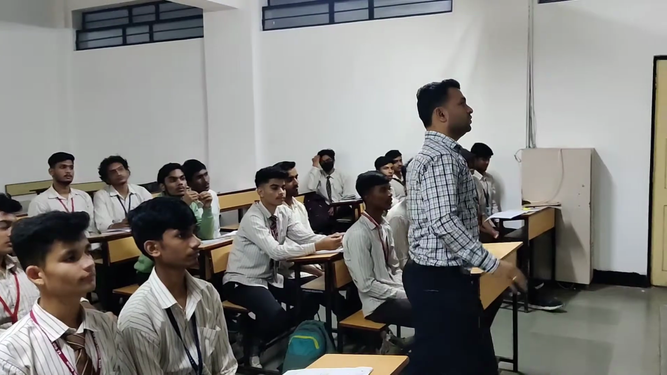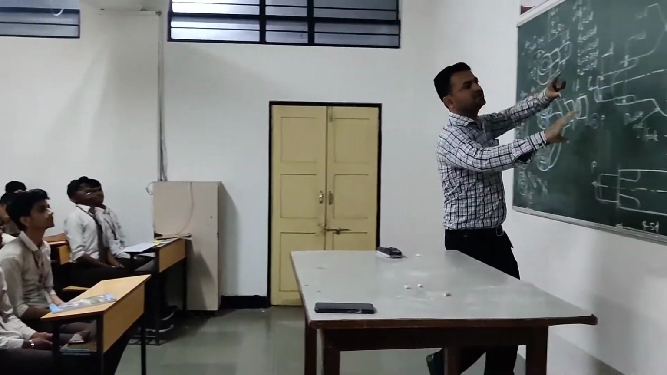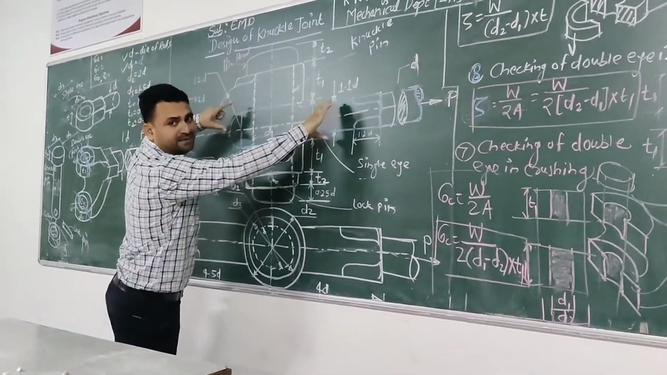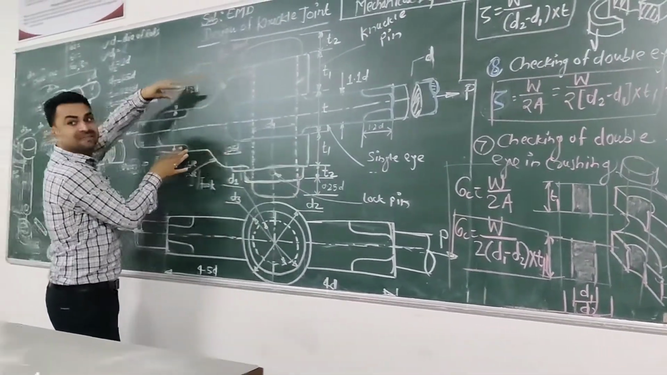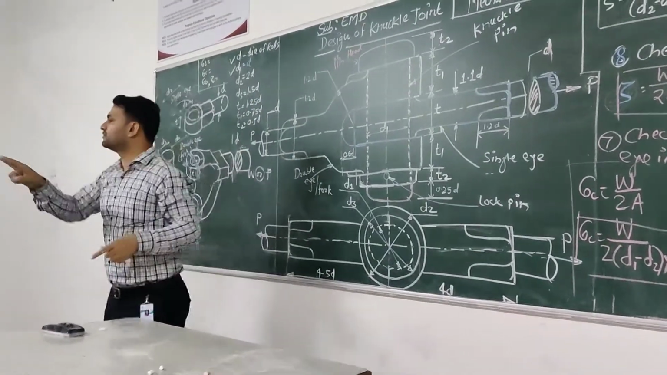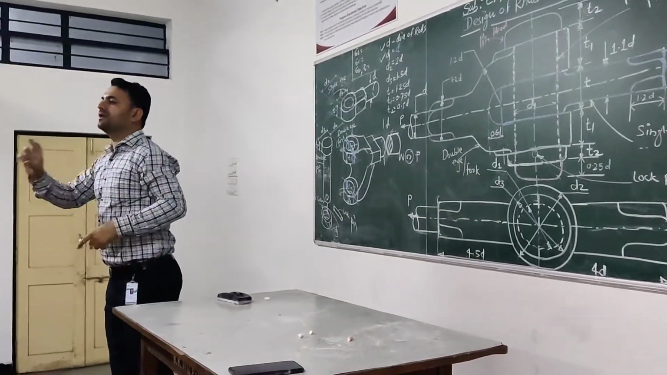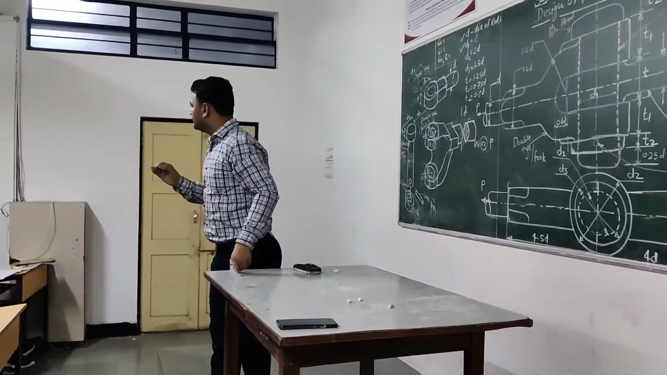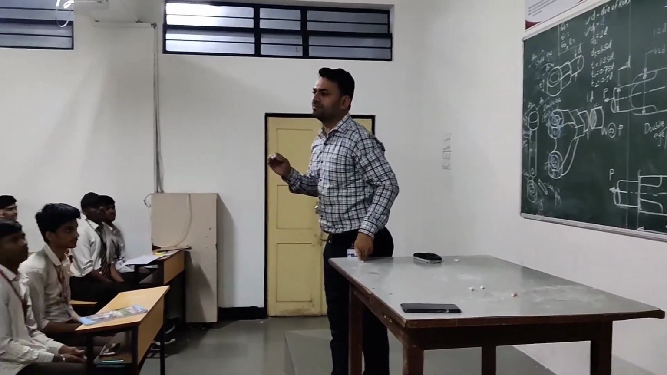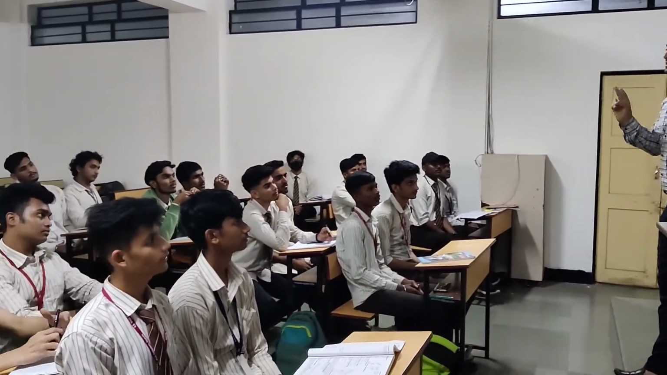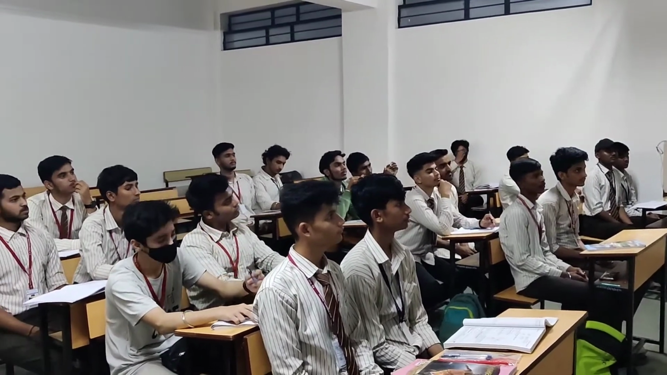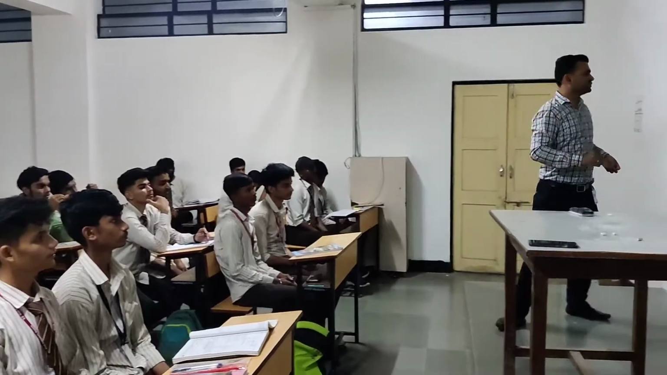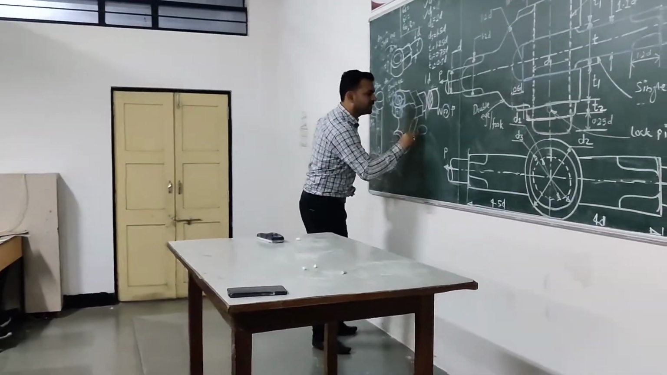Double eye also. So this portion of single eye or this portion of pin will move over this side, and these 2 portions will move in this direction. Equal and opposite forces are going to act on the knuckle pin. So obviously, which type of stress is going to develop? Equal and opposite forces are going to act on the component in a tangential manner. Shear stress is going to develop. So see here, this is the knuckle pin.